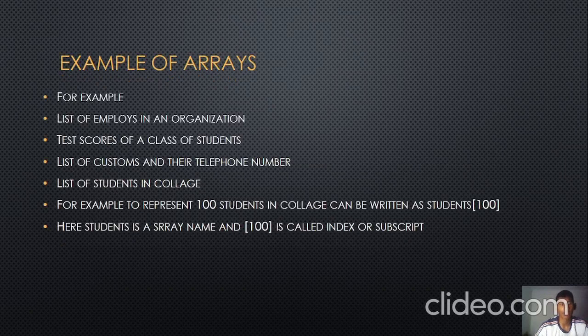Examples of arrays: list of employees in an organization, test scores of a class of students, list of customers and their telephone numbers, list of students in a college. For example, to represent 100 students in a college, we can write students[100]. Here students is the array name and 100 is called the index or subscript.